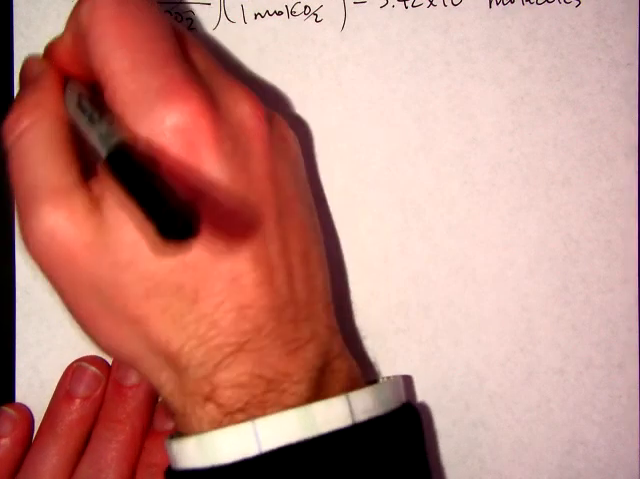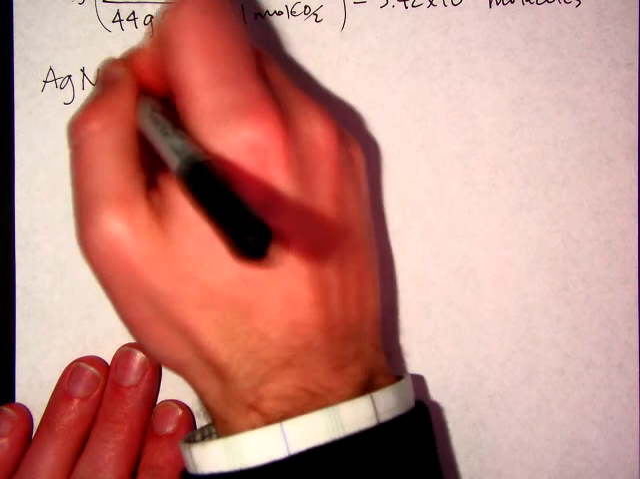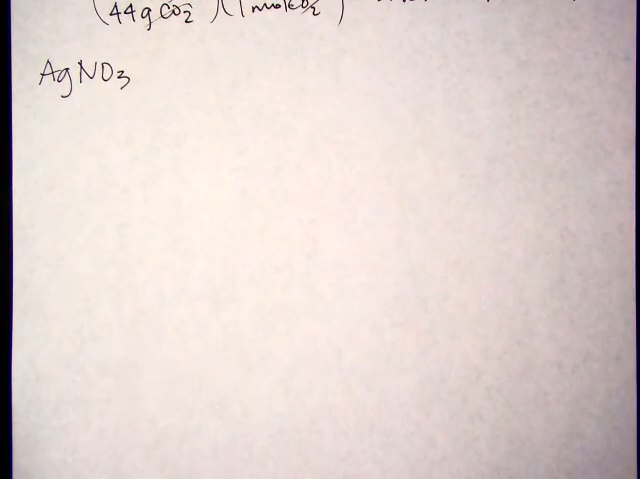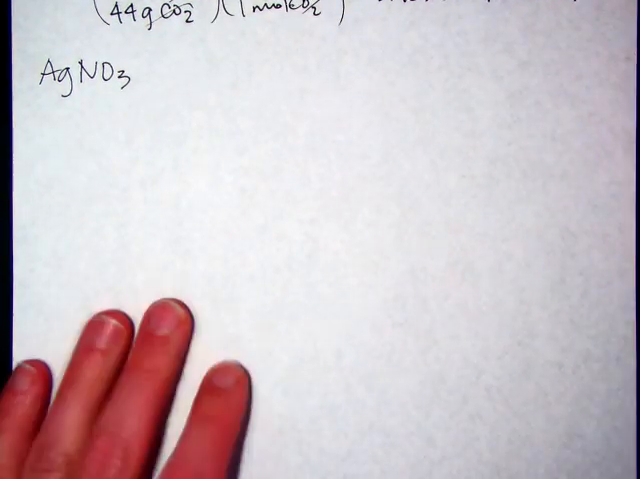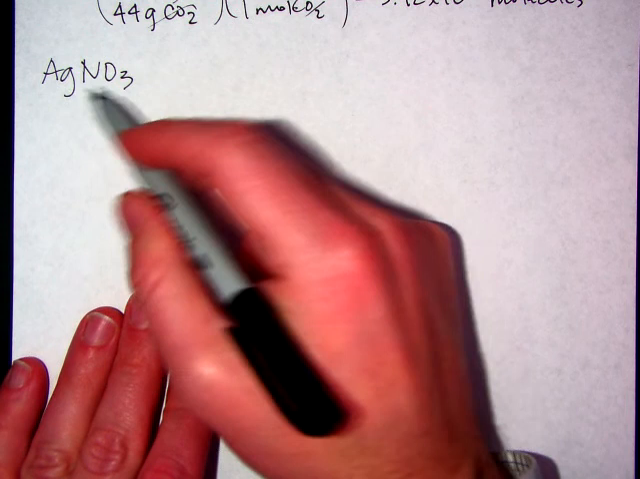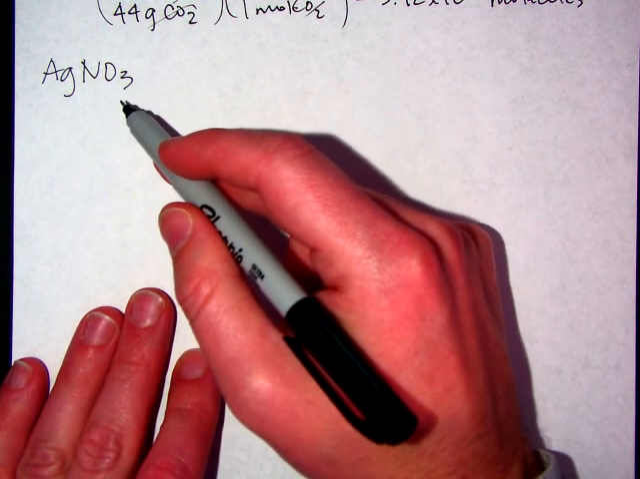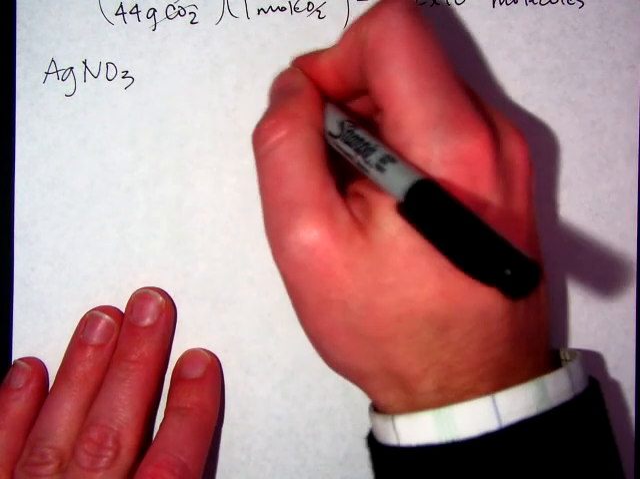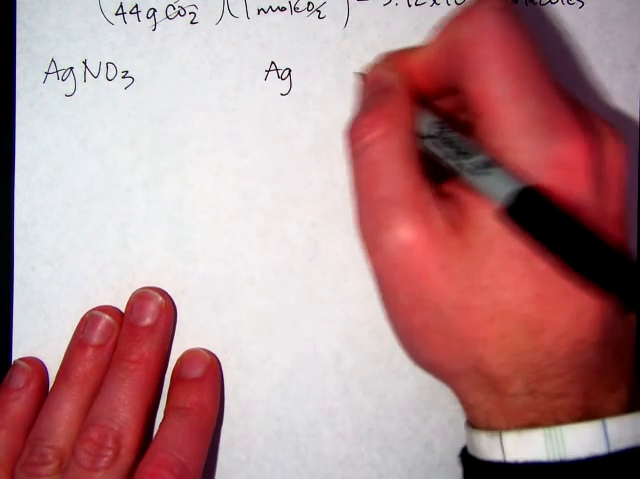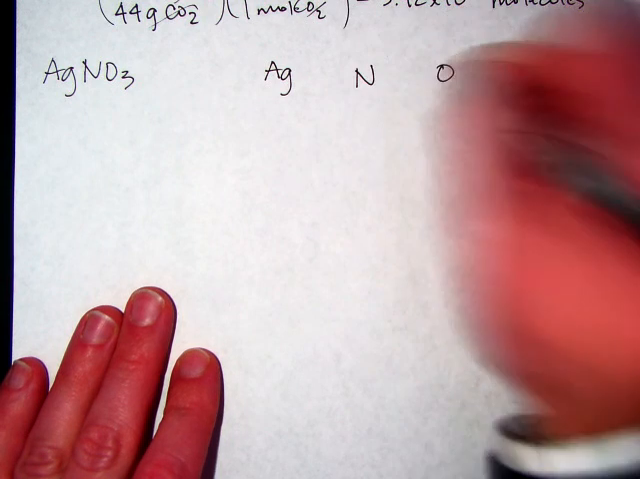All right, if you want to calculate percent comp for something, first you'll need a compound. So here's the compound we're going to calculate for the percent composition. The steps are these. First, you add up the molar mass of this whole thing, just like you would have whenever we've done molar mass the entire time. So you'd have silver, and you'd have nitrogen, and you'd have oxygen.